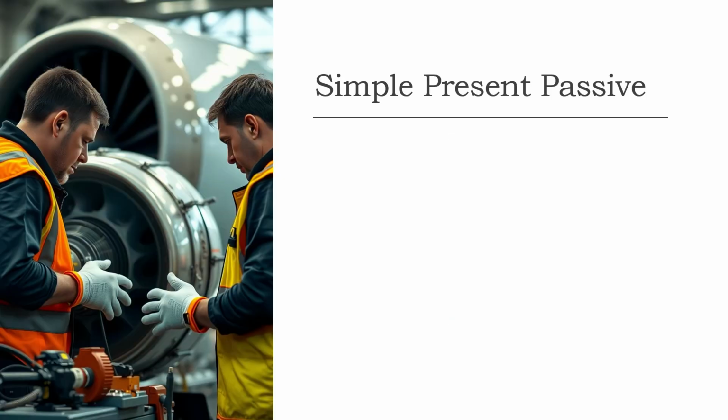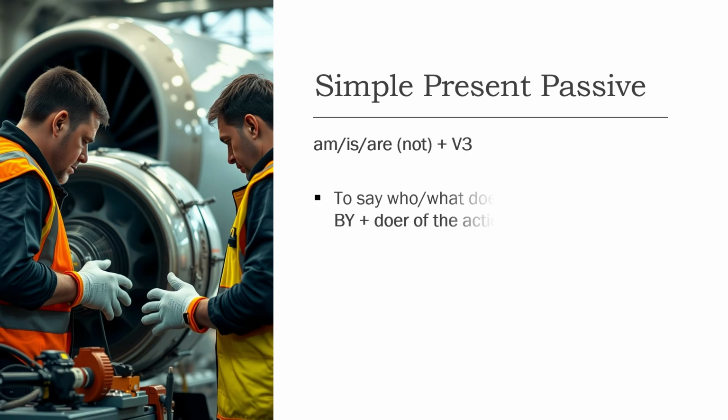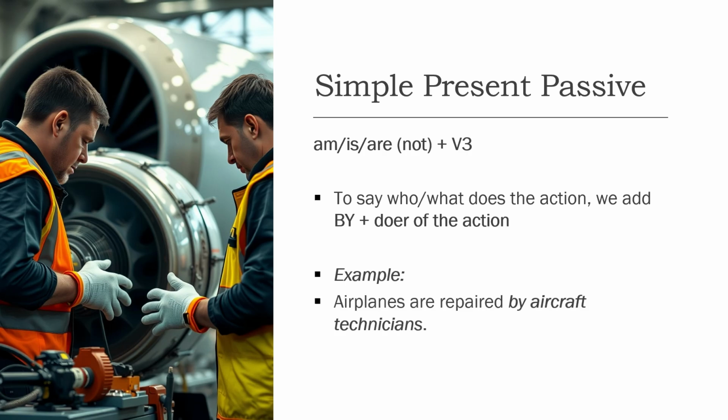In the simple present passive, the structure is am, is, are and verb 3, past participle. If we want to say who does the action, we add by and the doer of the action. Here we have an example. Airplanes are repaired by aircraft technicians. We add by and the doer of the action, aircraft technicians.